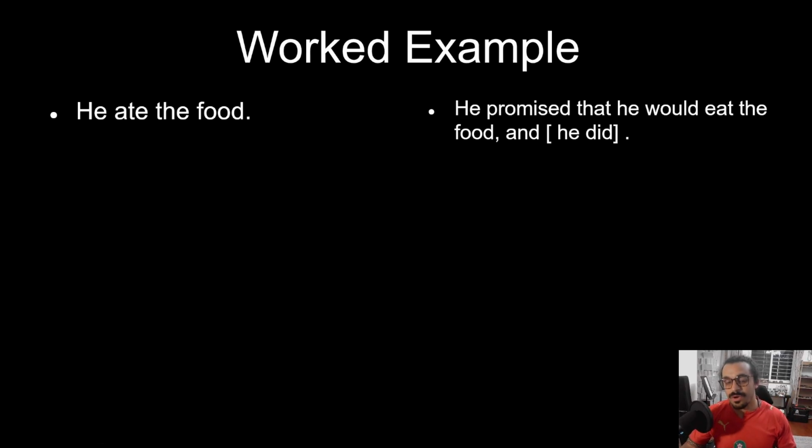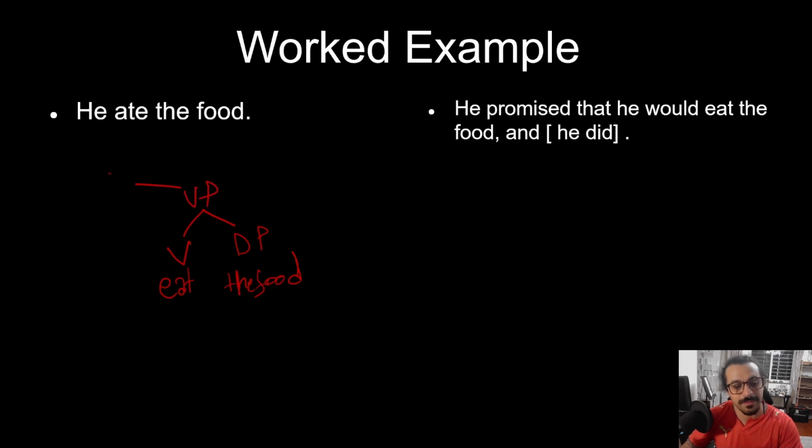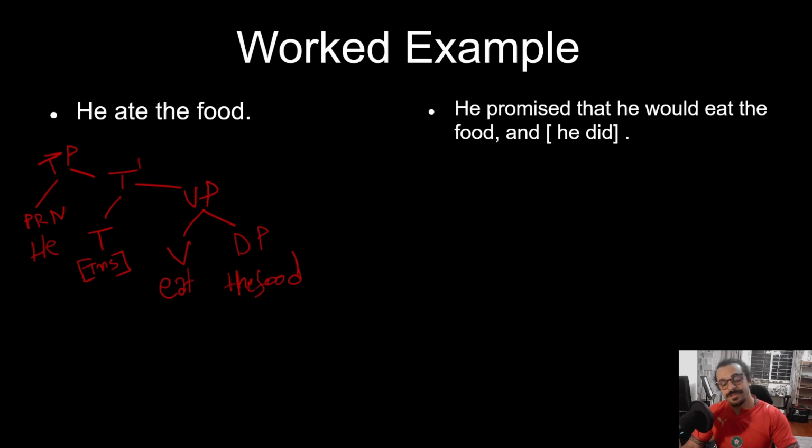He ate the food. Quite simple. Let me start. We have the DP, the food, which merges with the V, eat, to form a VP. And then we go to our T bar and then a T. Here we're going to have a tense, more specifically the past in this case. And then a TP with a specifier pronoun he. Now, affix hopping happens here as you've probably deduced yourself, because the first condition can apply. We have a tense that is stranded. And it hops into eat because it's the closest overt verb that can host the tense affix.